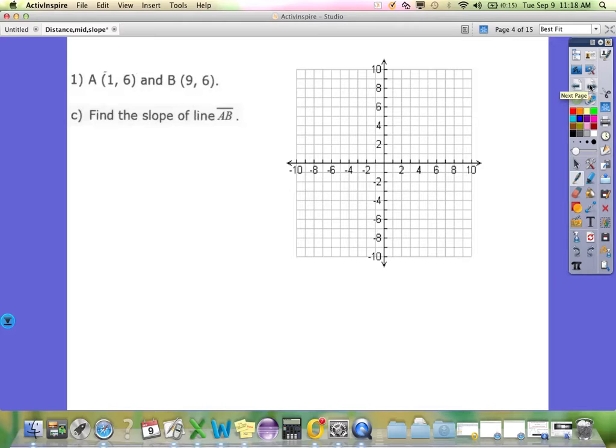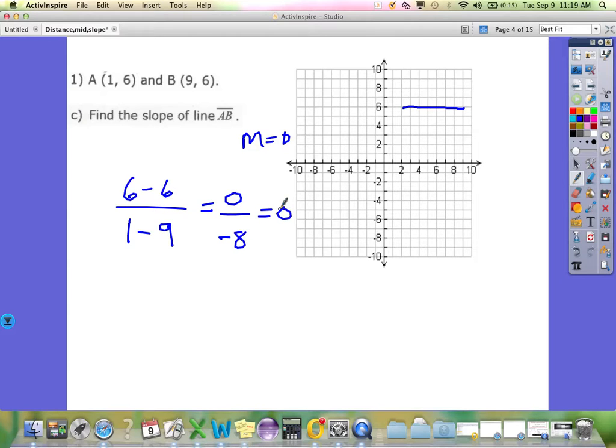Okay, so find the slope of the line. Again, when I draw that line, you can see that it's a straight line. It's going across, so the slope should be 0. It's not increasing or decreasing at all. But I'm going to go ahead and work it out. So slope is y minus y over x minus x. That gives me 0 over negative 8, which is 0. So either way, fine with me.